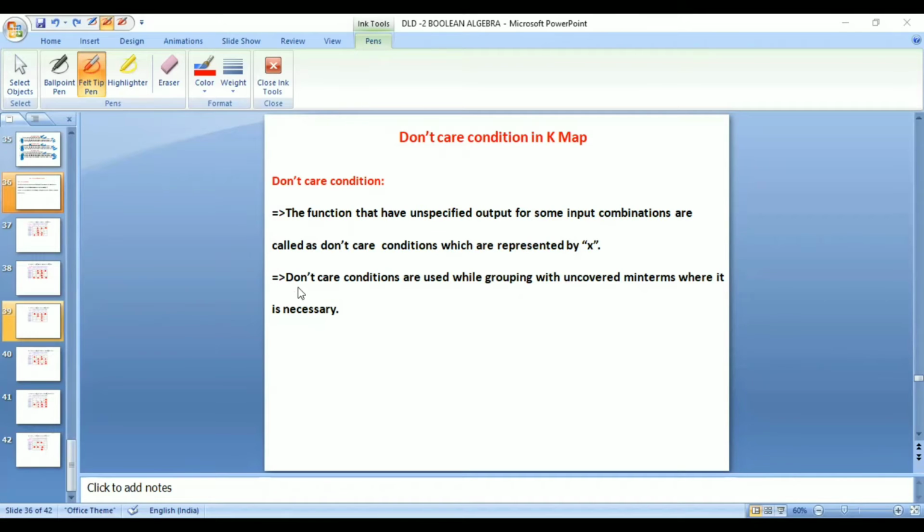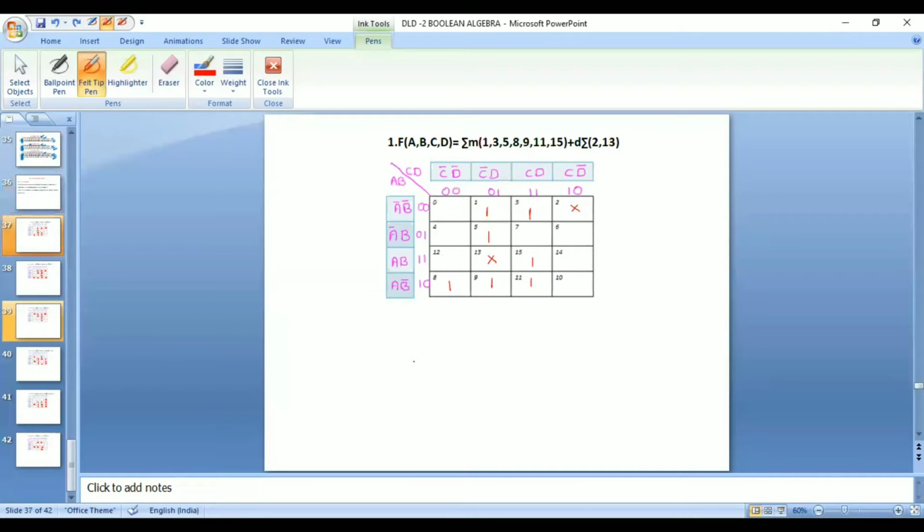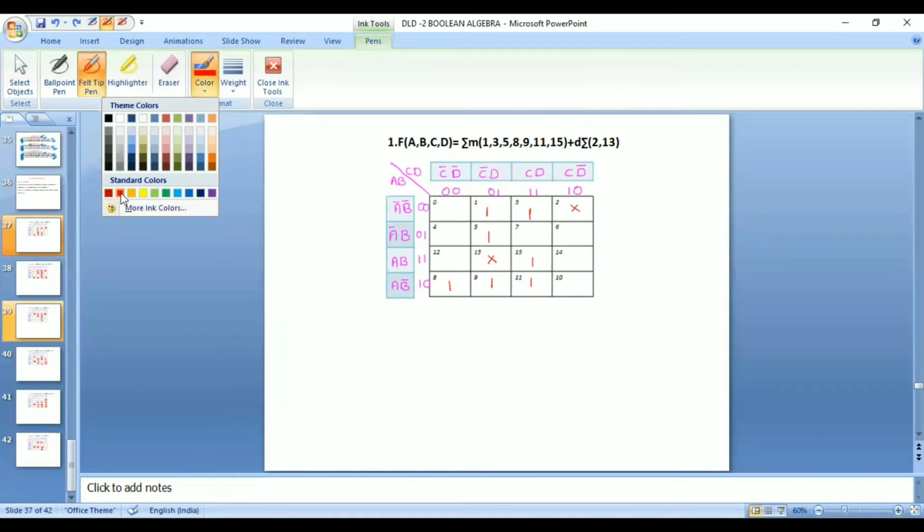While grouping the minterms with don't care conditions in KMAP, if it is necessary, we will use the don't care conditions based on the requirement, based on the given problem. Let us come to the point here. So observe this type of problem. Here the don't care conditions are already mentioned.